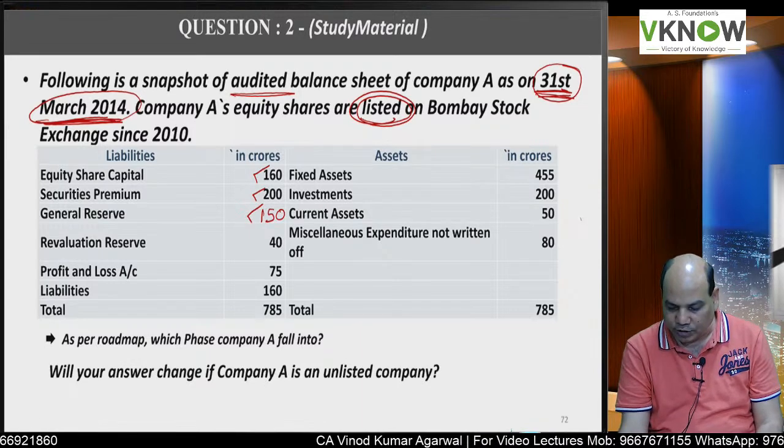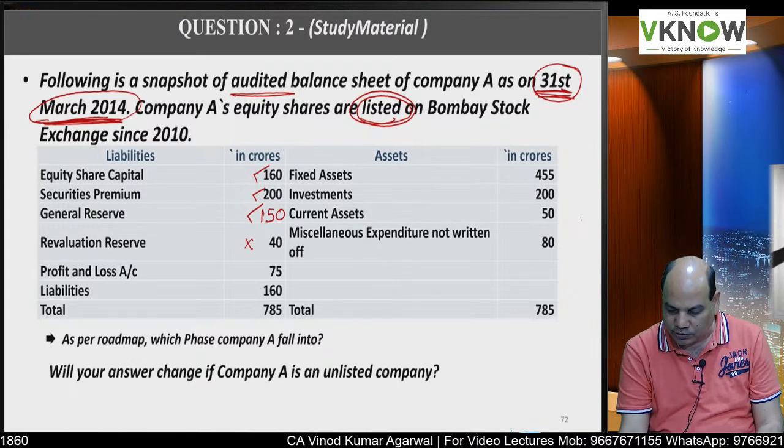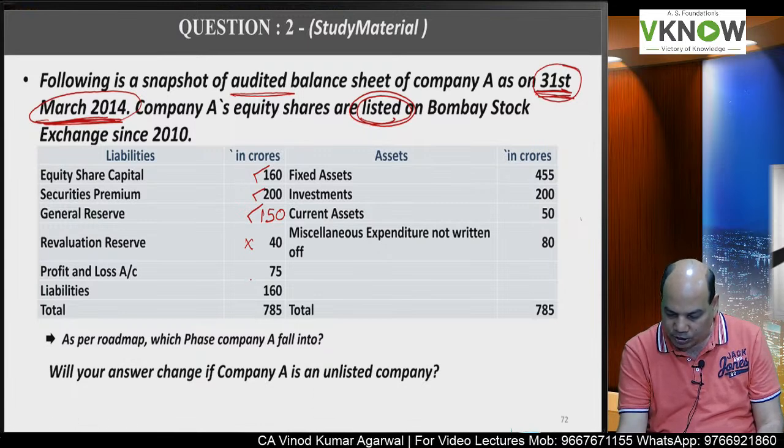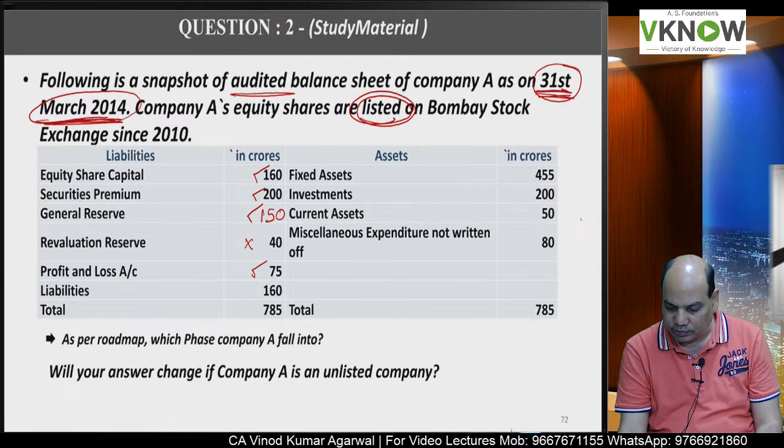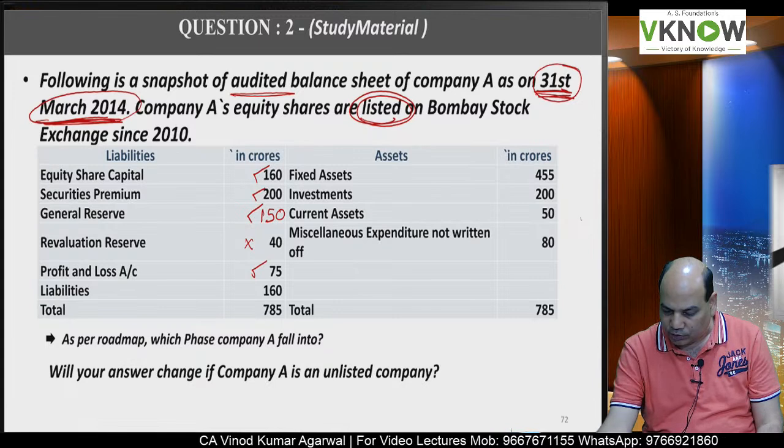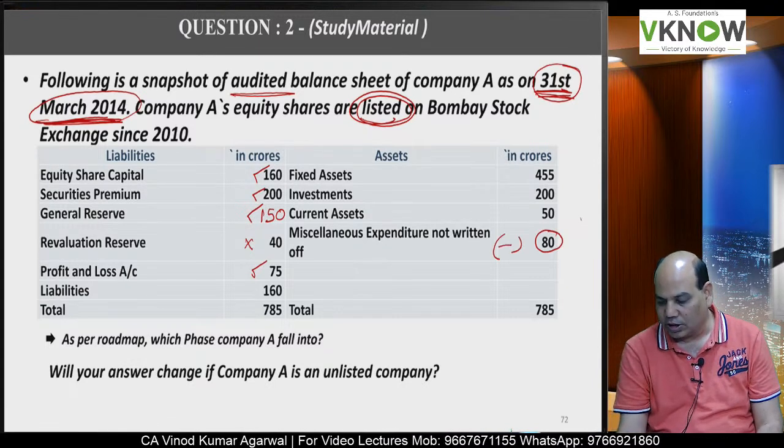This also I will take, free reserve. Revaluation reserve will not take. P&L account will take, it's a free reserve. And then liability I will not take. Fixed asset, investment, current asset. This I will take as a negative number.